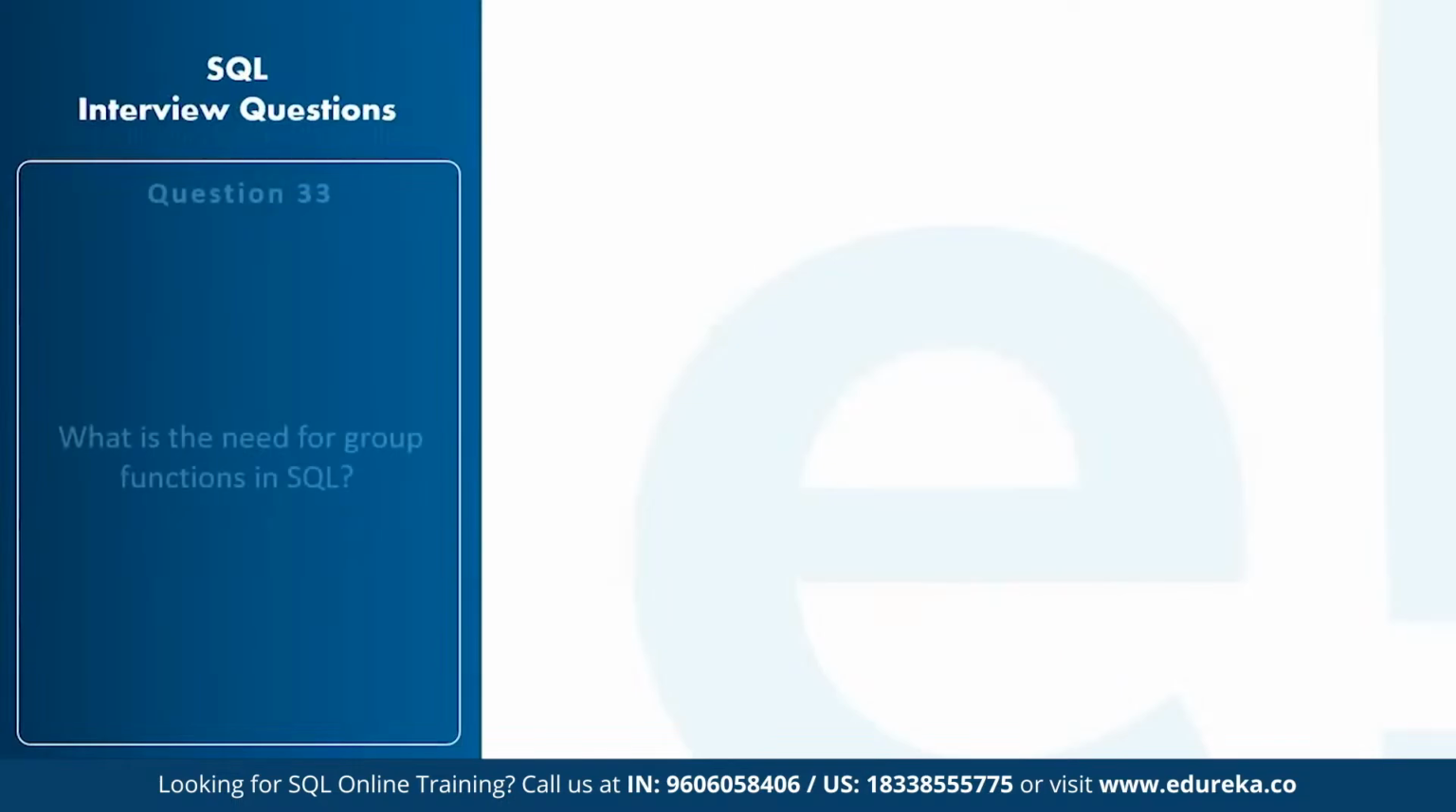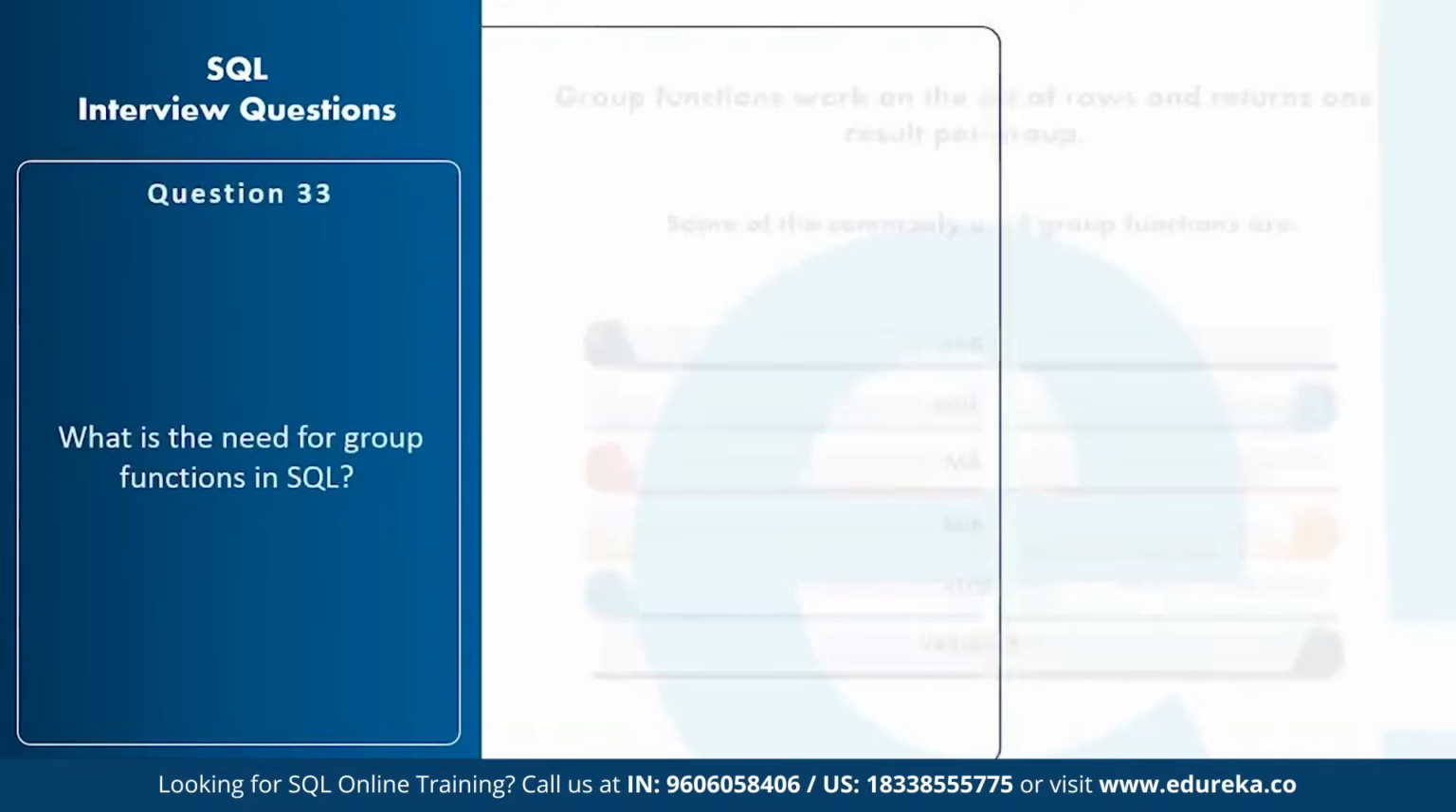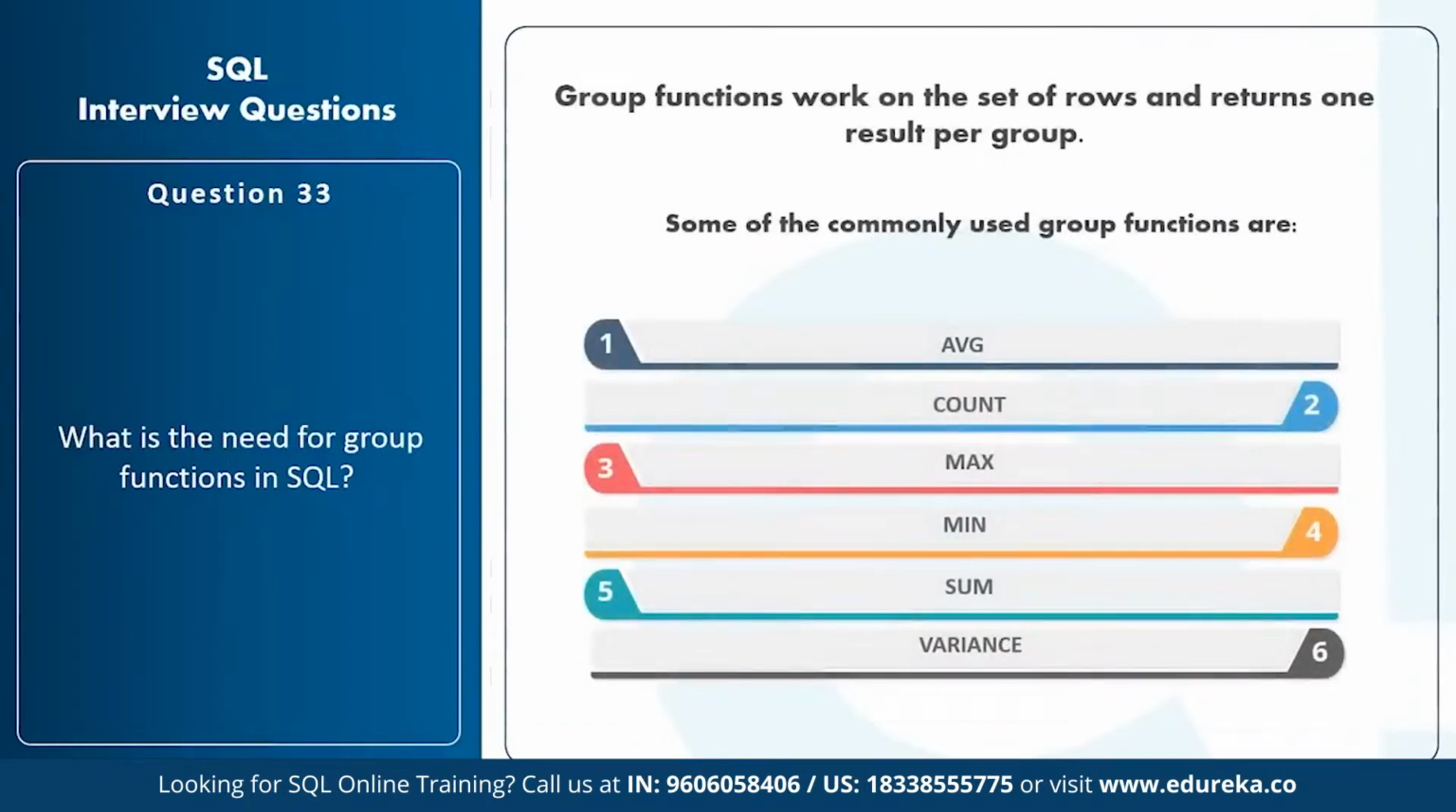Now let's move forward to our next question, that is, what is the need of group functions in SQL? Group functions work on a set of rows and return one result per group. Some of the most commonly used group functions are average, count, max, min, sum and variance. So when you ask what is the need of group functions in SQL, the need is that group functions work on a set of rows and return one result per group.